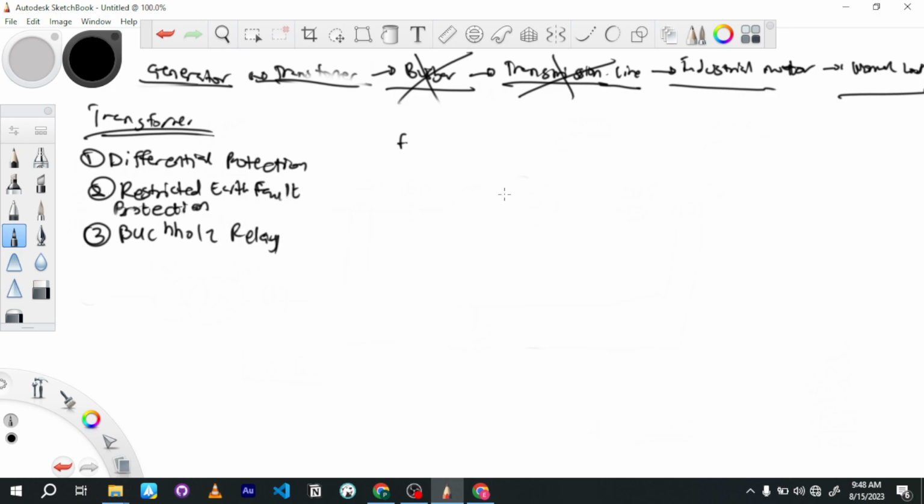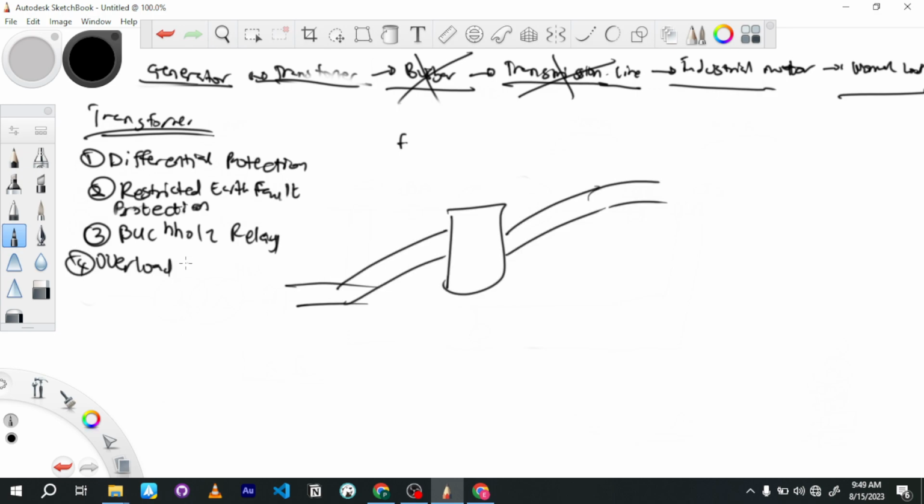With overloading, we use the same thing. We use a thermistor or thermocouple, because it's a heat thing. You understand?